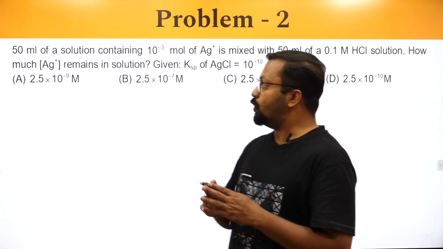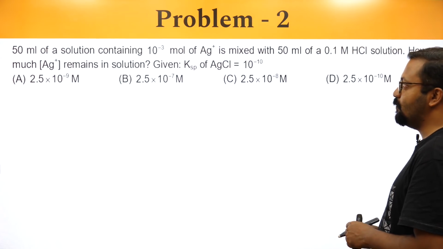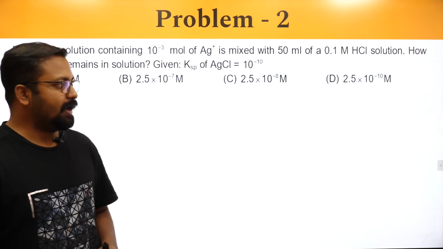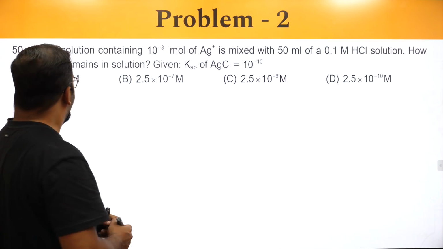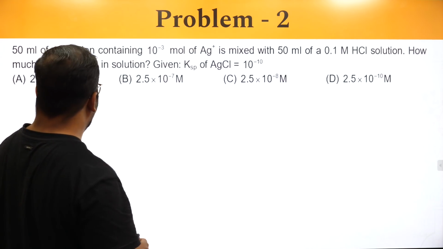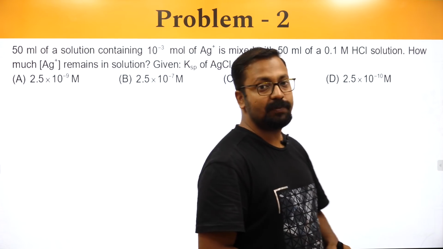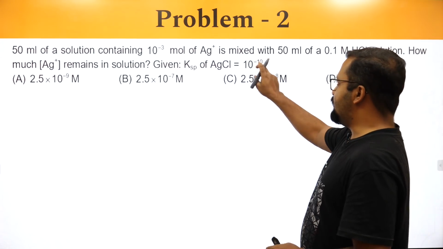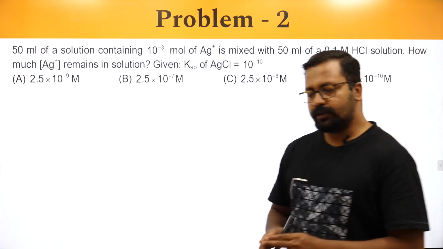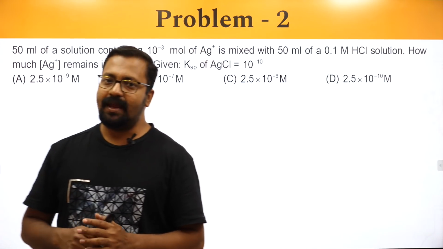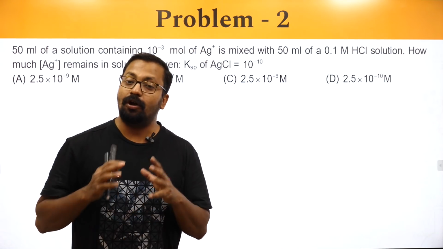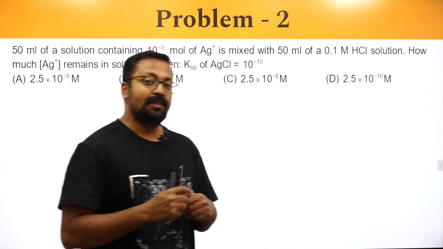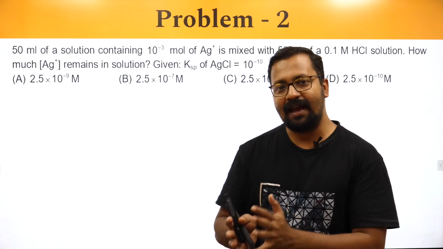50 ml of a solution containing 10 raised to minus 3 molar Ag plus is mixed with 50 ml of 0.1 molar HCl solution. How much Ag plus, the concentration of Ag plus that remains in the solution? KSP is 10 raised to minus 10. इसका मतलब ये होता है कि if I try to combine Ag plus with Cl minus, almost all Ag plus will undergo precipitation because the formation of AgCl is highly favored.